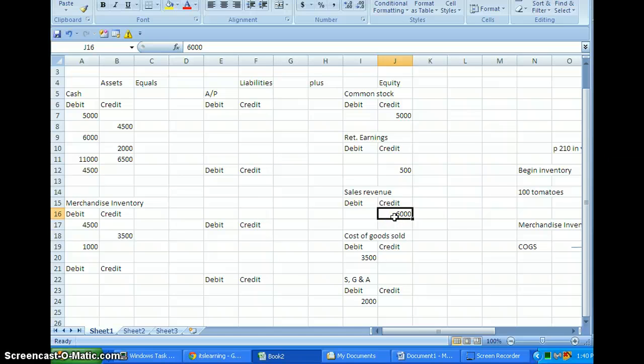Now the next thing we need to do is reduce the merchandise inventory amount by $3,500. So inventory goes down $3,500. And how do we balance it out on the right-hand side of the balance sheet? Remember what I said about expenses. Cost of goods sold on page 150 of your text is nothing more than an expense. So to increase the expense, we're going to put $3,500 under cost of goods sold debit. Balance sheet stays in balance.